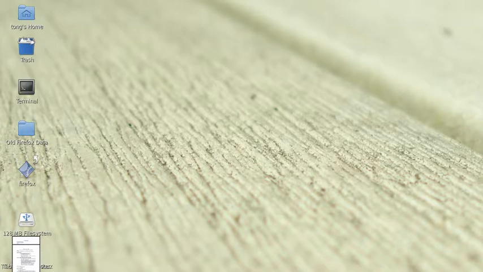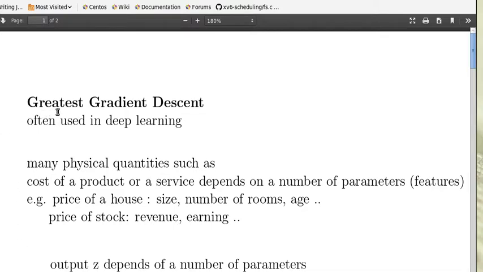This video and the next will show you how to use computer graphics to visualize data to understand a scientific or engineering concept. We'll consider an example of implementing gradient descent. Gradient descent is often used in deep learning or machine learning, which is a branch of AI, artificial intelligence.